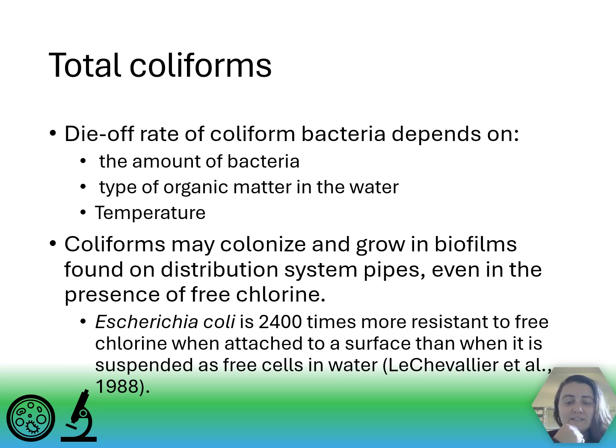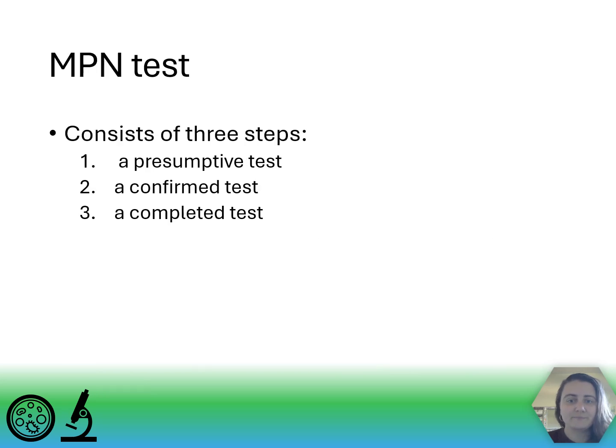E. coli, as an example, is 2,400 times more resistant to free chlorine when it's at a surface. So normally what we do with E. coli is we shock it with chlorine, and that causes the cell to lyse or break apart. But when they're in biofilms and hanging out in colonies, they're actually very resistant. So this is one of the challenges with our indicator organisms and total coliforms in particular, is that they have this colonial behavior sometimes. So just something to be aware of.